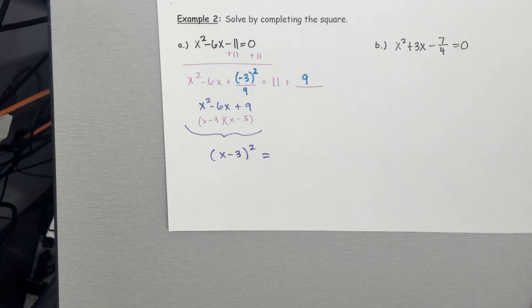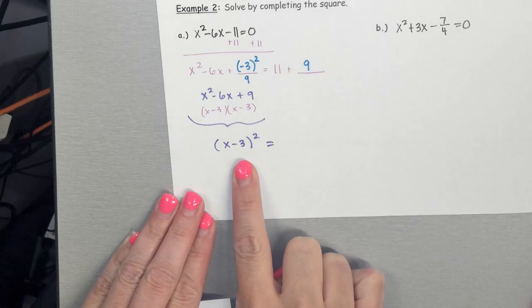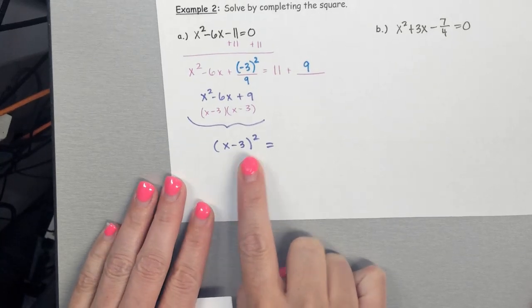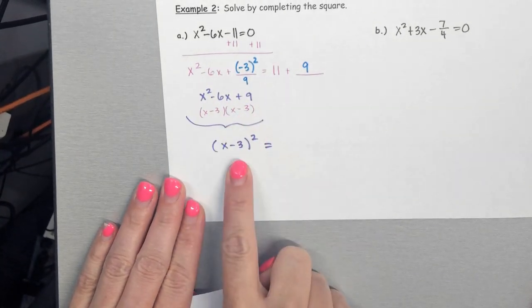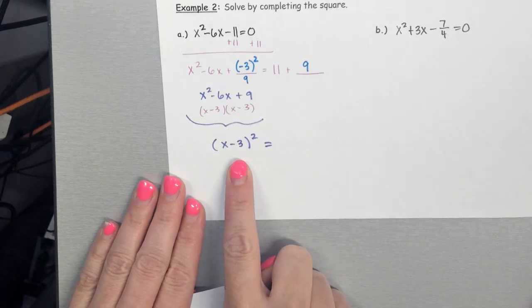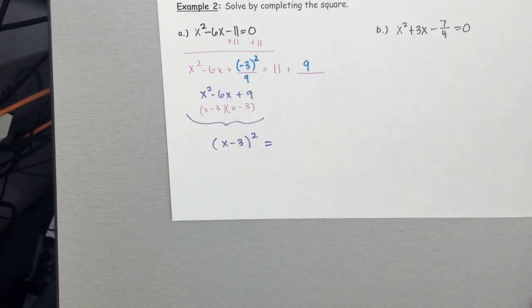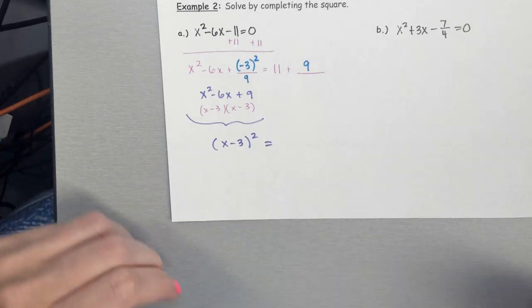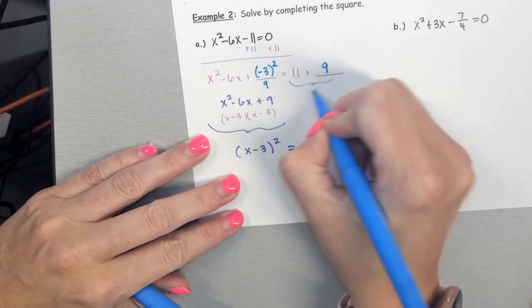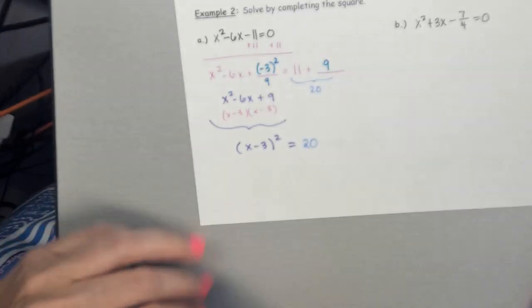Okay, so the reason why I write it as (x - 3) squared is because you're always going to have that value of b over 2 here. And so to me, if I write it out like this and factor, that just takes a little bit longer when I know what the end result's going to be. Okay, you can do it whichever way you feel comfortable. And then on this side, we're just going to add those together. So 11 plus 9 is 20, so it's going to be equal to 20.